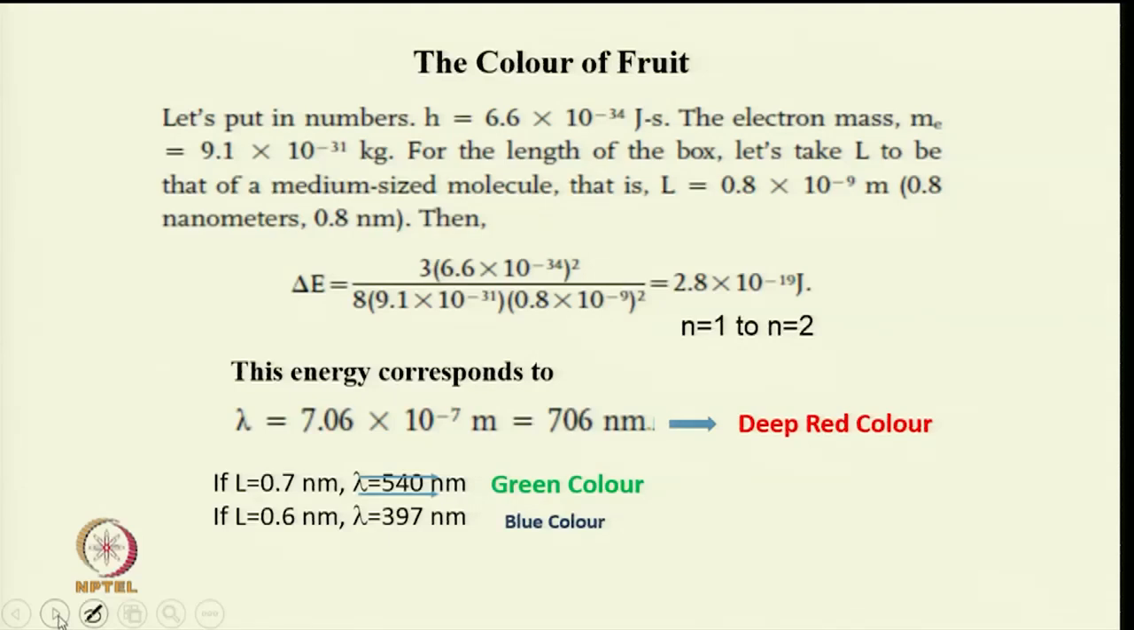Now we can discuss why a chair is red and a blueberry is blue. This kind of question we will now be able to answer. So let's discuss why a certain fruit color is red and a certain fruit color is blue. We now know the energy of different levels E1, E2, E3. And suppose the transition takes place from E1 to E2. What that means is I am going from n equal to 1 to n equal to 2.